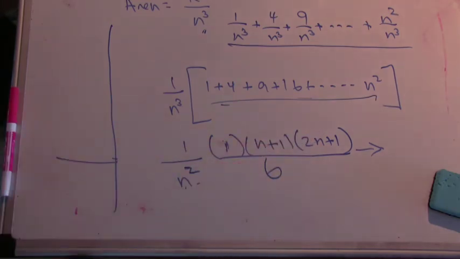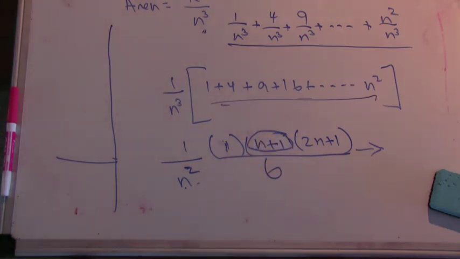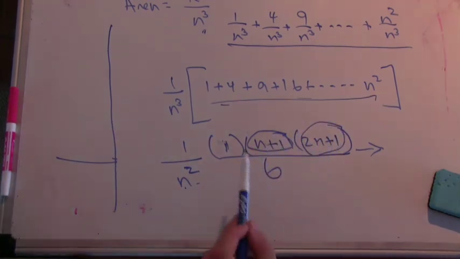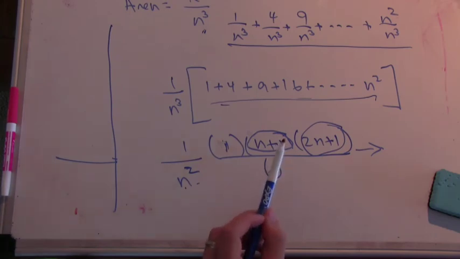Well, not quite. The n plus 1 starts looking a lot like n, and the 2n plus 1 starts looking like 2n. So when I cancel, it's 1 times 1 times 2 over 6. So it's 1/3.